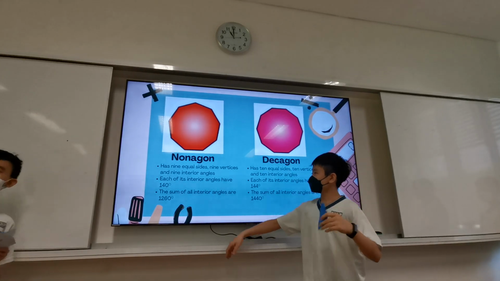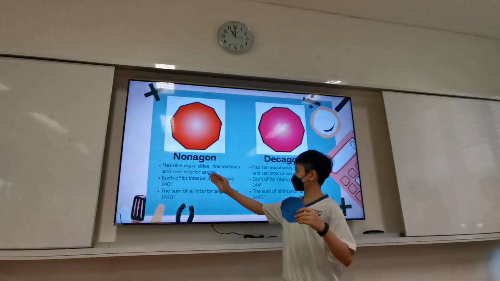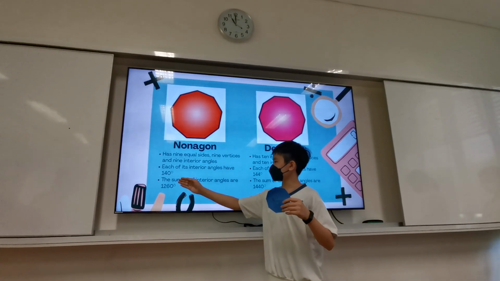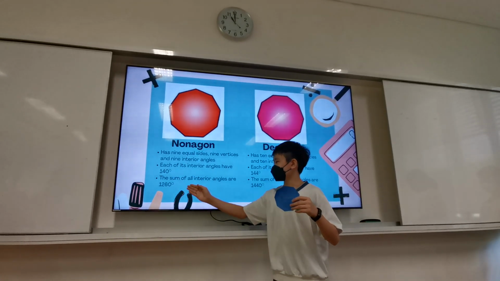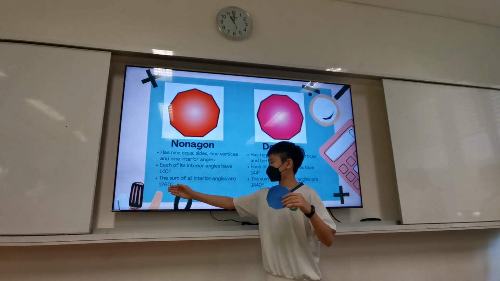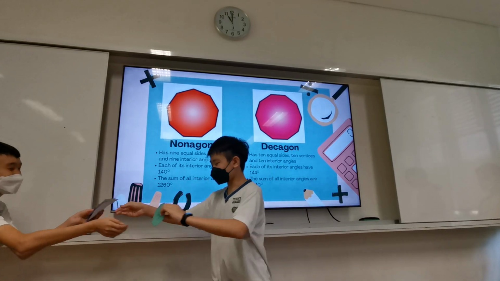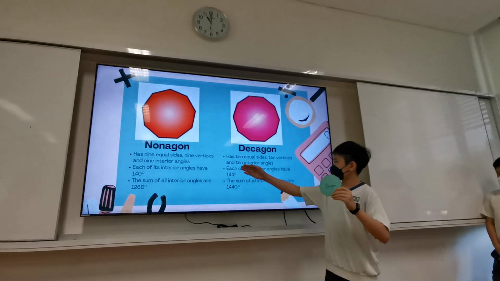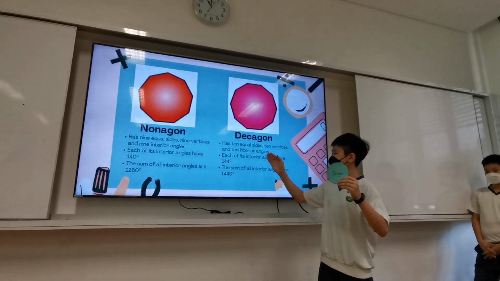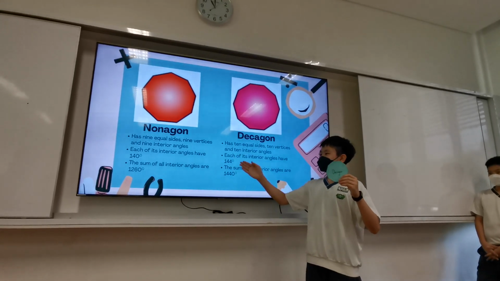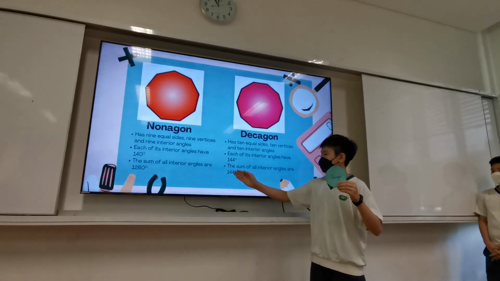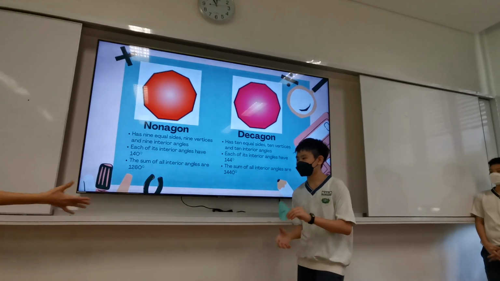And for the nonagon, it has 9 equal sides, 9 vertices, and 9 interior angles. Each of the interior angles is 140 degrees, and the sum of all of them is 1260 degrees. And lastly, the decagon has 10 equal sides, 10 vertices, and 10 interior angles. Each of the interior angles is 144 degrees, and the sum of all of them is 1440 degrees.